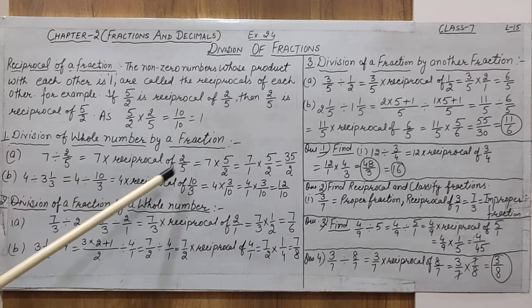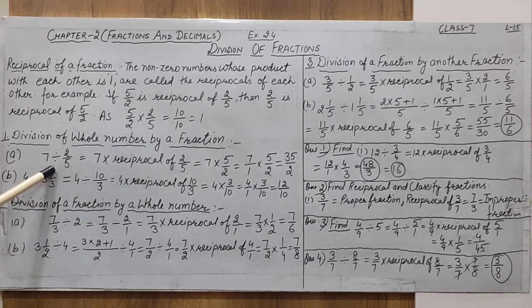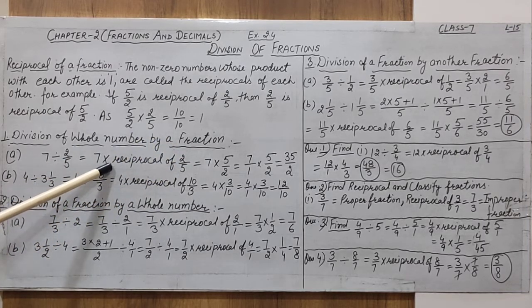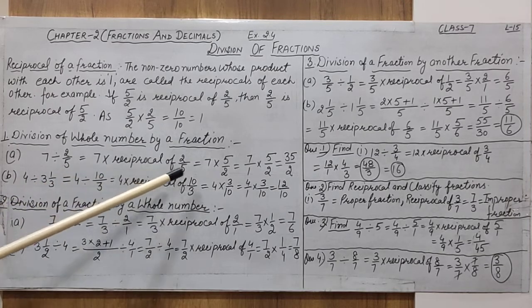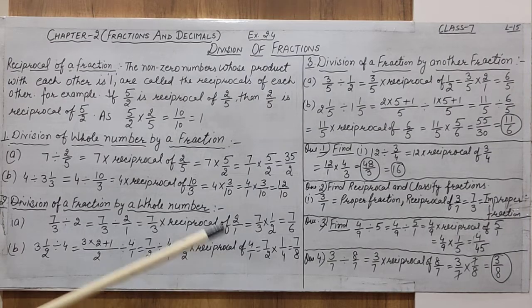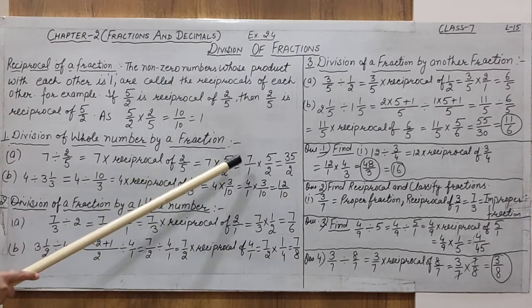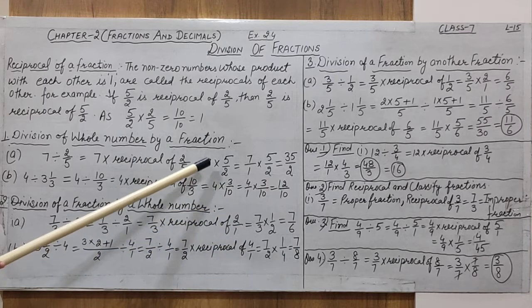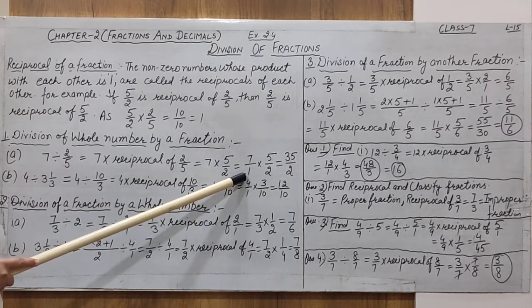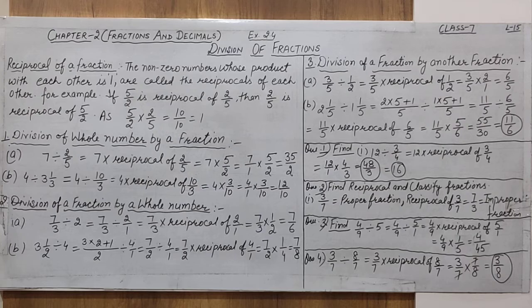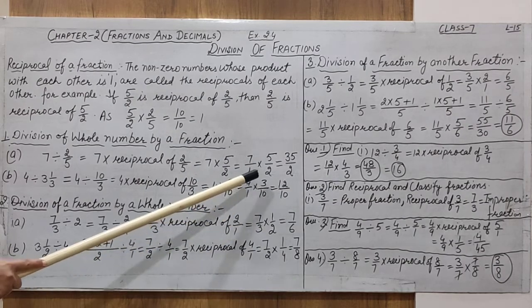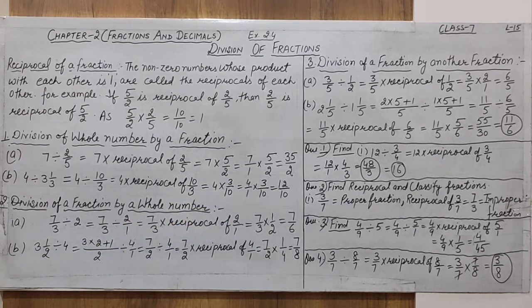So you must always remember the process. Change the division sign into multiplication and instead of 2 by 5 write the reciprocal of 2 by 5, and the reciprocal of 2 by 5 is 5 by 2, and change the whole number into a fraction and then multiply the numerator with the numerator and denominator with the denominator. Alright, let us take one more example to understand the division of whole numbers by fractions.